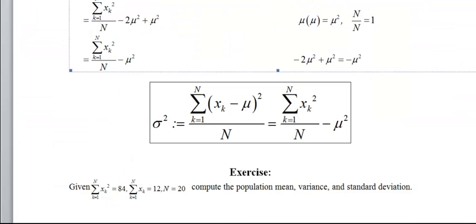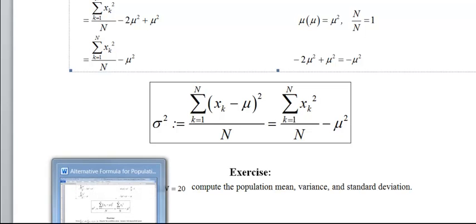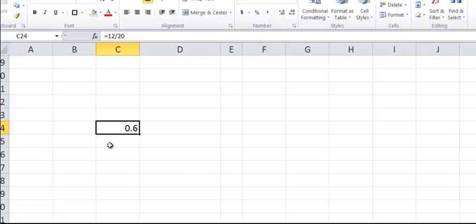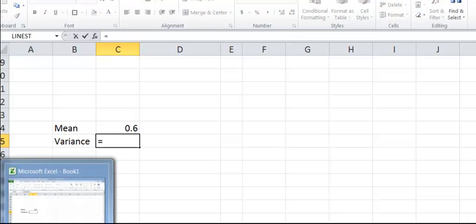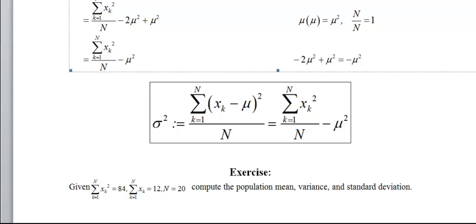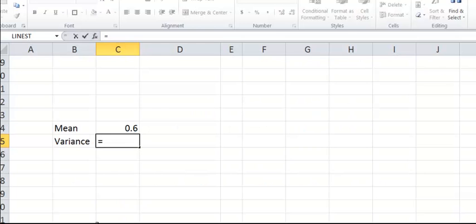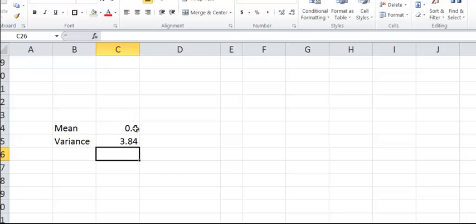What do we need? So 12/20 is the mean, and so that's the mu here. And then the sum of the x squares is 84. So if we want to find the variance, so this one was the mean, we take the sum of the x squares, 84, divided by 20. Okay, minus the mean here squared. And so there's the variance.